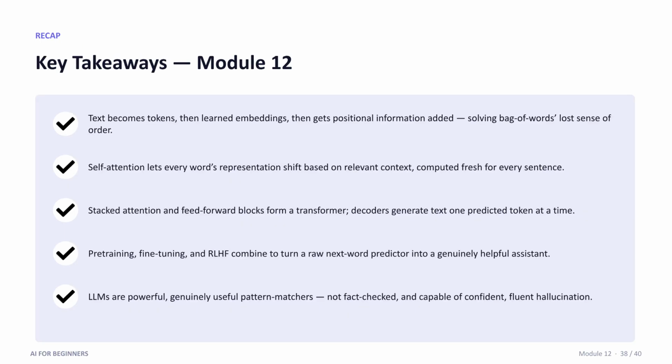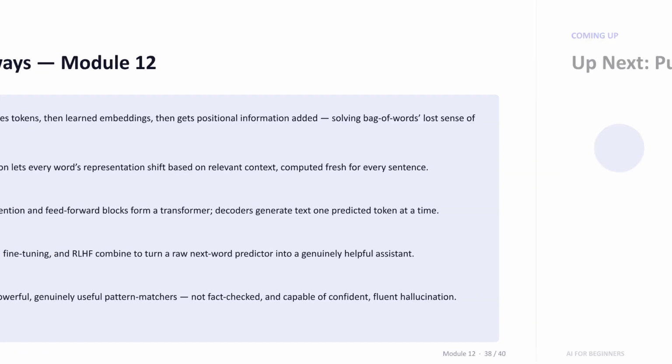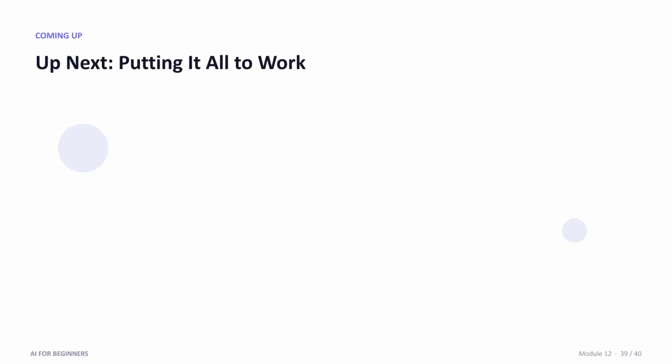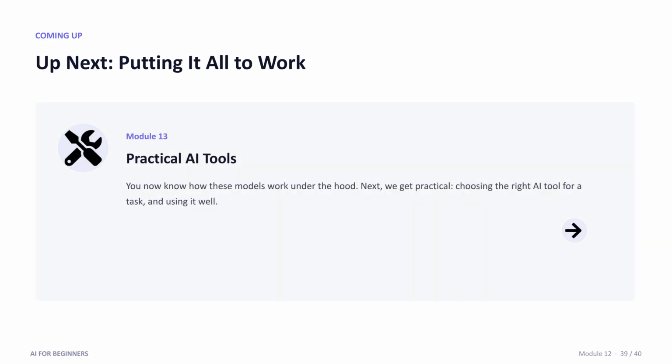In summary, we have covered the entire transformer pipeline, from tokenization and attention mechanisms to the training stages of pre-training, fine-tuning, and reinforcement learning. Now that you understand the mechanics under the hood, we are ready for the next step. In Module 13, we will explore practical AI tools and how to use them effectively.